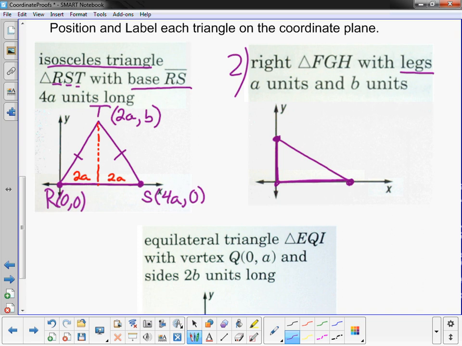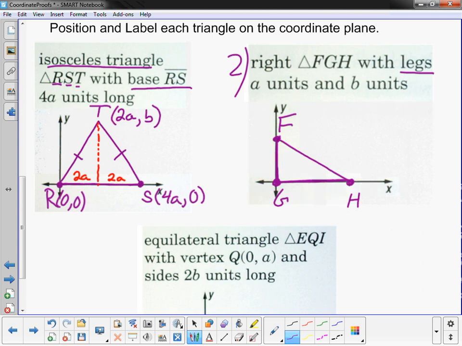Again, I've got one point right at the origin. I put the 90-degree angle at the origin to make things easy for myself. And then I've got two sides of this thing on an axis. So now we just need to identify them. I'm going to call them F, G, and H. And now we've got to determine what the points are.